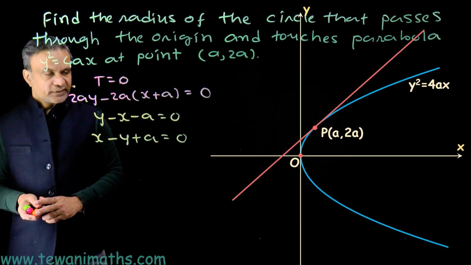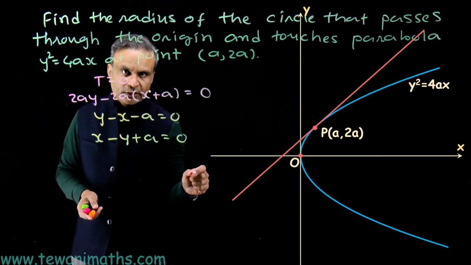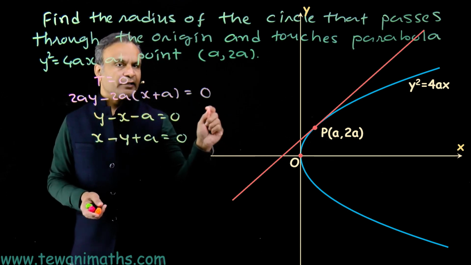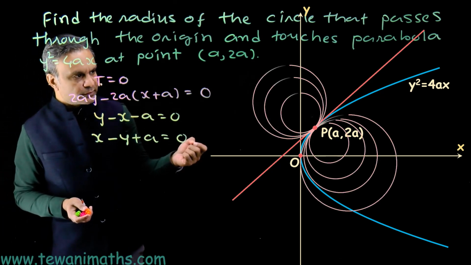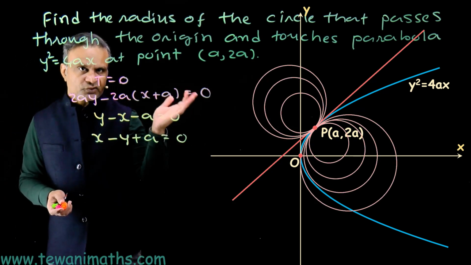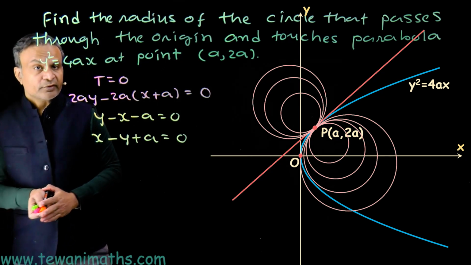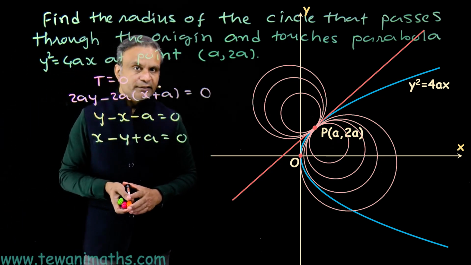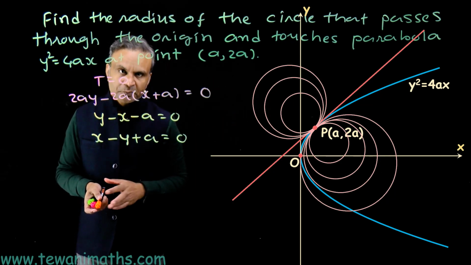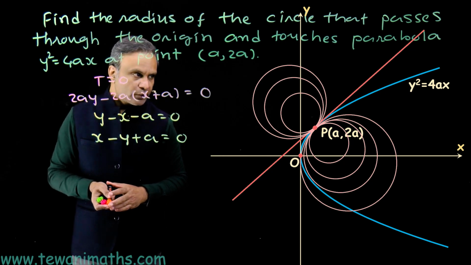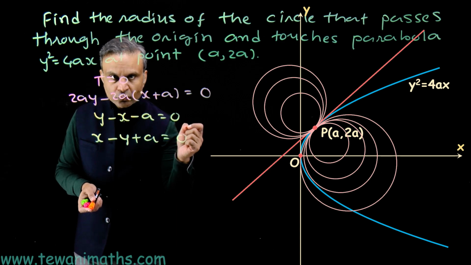Circle touching the parabola at point P will also touch tangent to parabola at point P. Now we can draw infinite circles touching this tangent line at point P. We have here some circles. We have in fact a family of circles touching tangent line at point P. But we want that member of family which goes through origin.